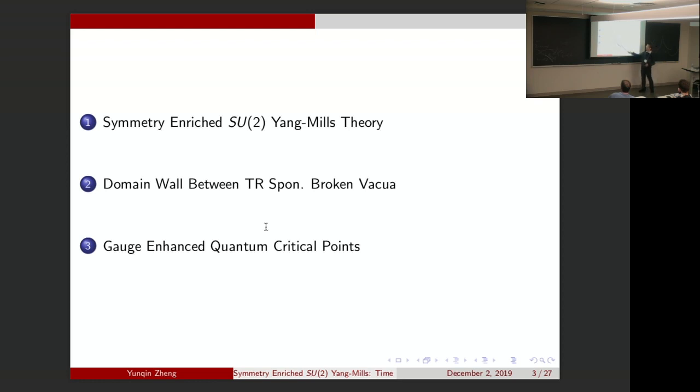Okay, so in the first scenario, I'm going to discuss time reversal symmetry being spontaneously broken, so there is interesting physics on the domain wall. And further, I'm going to assume that the SO(2) Yang-Mills theory flows to a U(1) quantum spin liquid and discuss the phase transition between the U(1) quantum spin liquid and a trivial vacuum. And the transition is what we call the gauging of the deconfined quantum critical point.